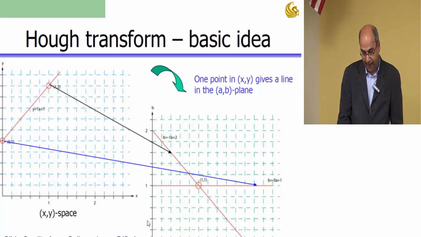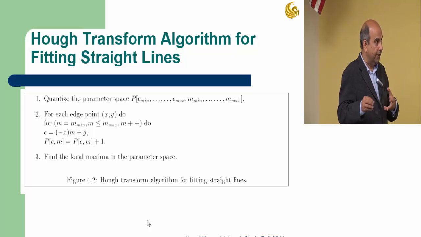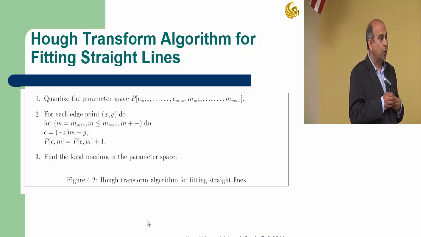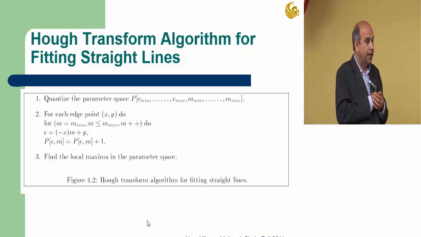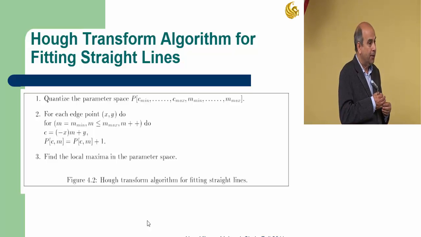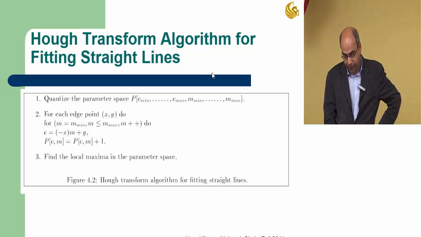Okay, and so the algorithm for the Hough transform is very, very simple. They have about 3-4 lines. So what you do, first, is you want to quantize the space. Your space is the slope and intercept, which is the C and M. So you look at different possible values of C and M and quantize them into buckets. You start with the minimum value of C to the maximum value of C, and the minimum value of M to the maximum value of M.